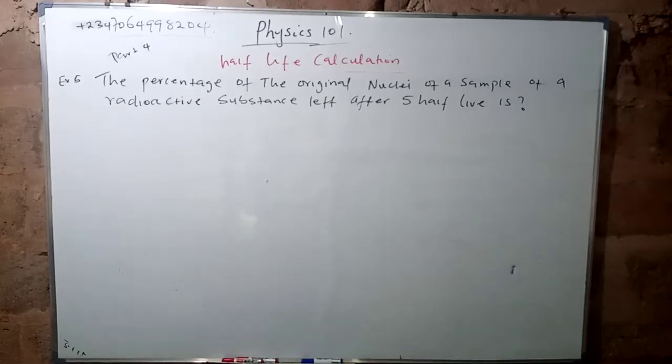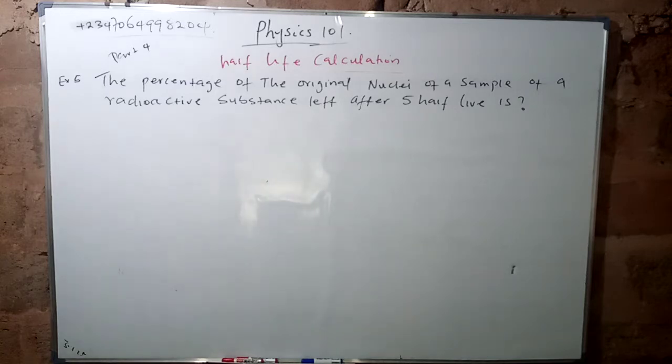This video is based on the calculation of percentage. Let's go. This particular video is very important because in part one of my video, I did not give you guys the formula for percentage until one of my students brought the question for me, so I said let me bring it out. Now, the percentage of the original nuclei of a sample of a radioactive substance left after 5 half-lives is, now it's so easy.